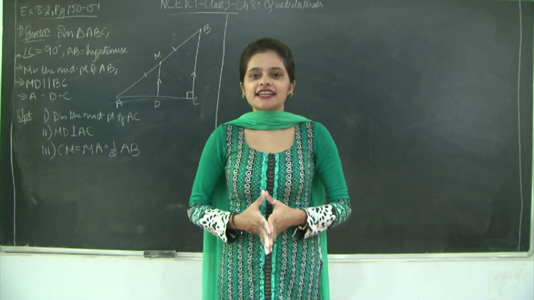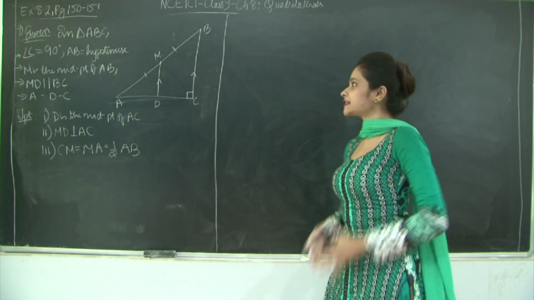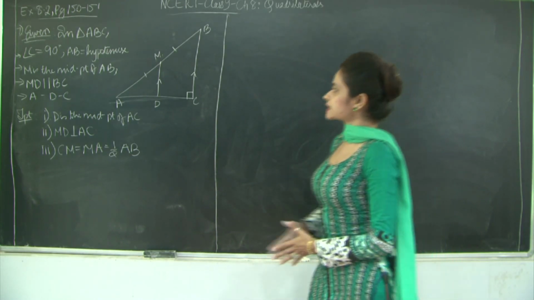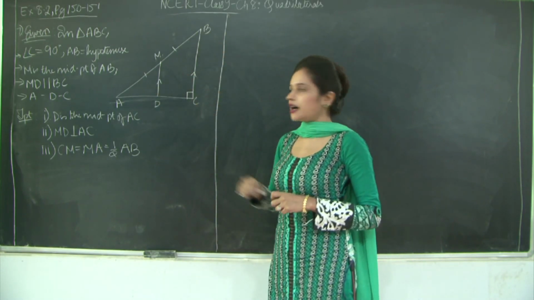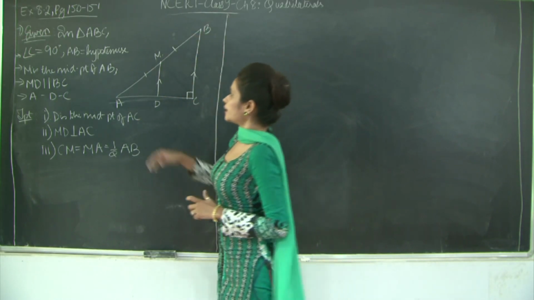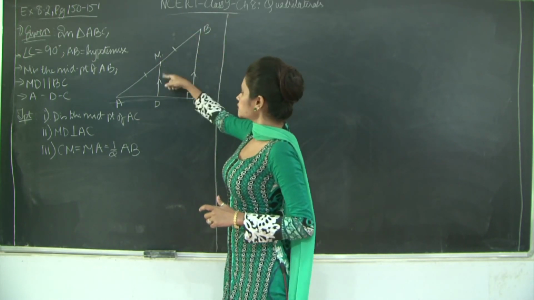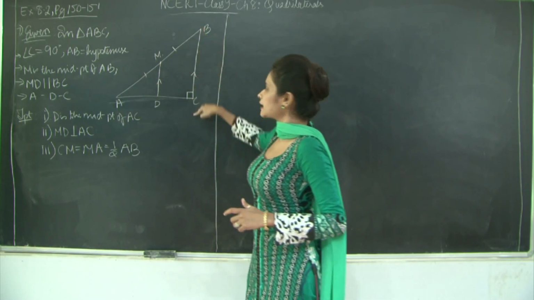Hello students, let us take a look at the last question of exercise 8.2 of chapter 8, quadrilaterals. This is question number 7, wherein it's given that in my triangle ABC, I have angle C as 90 degrees. So obviously AB is the hypotenuse. Now MD is drawn in such a way that M is the midpoint of AB and MD is parallel to BC.